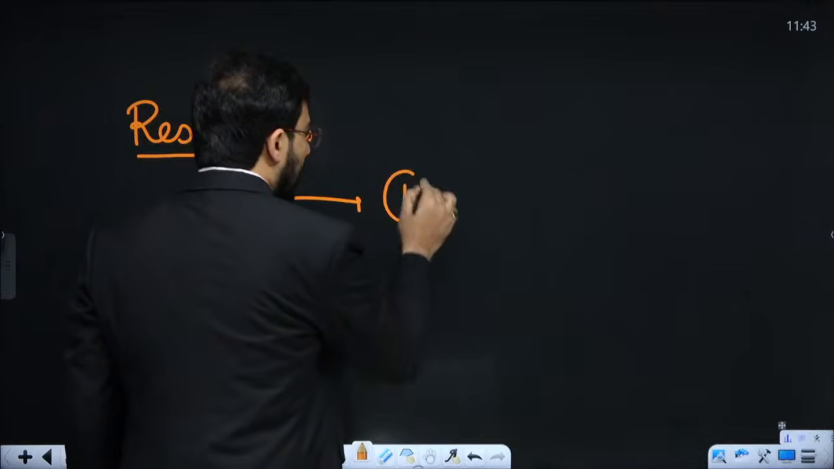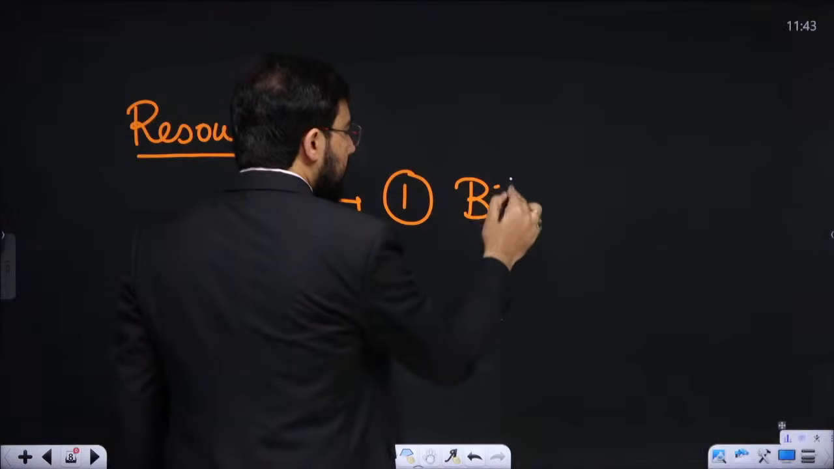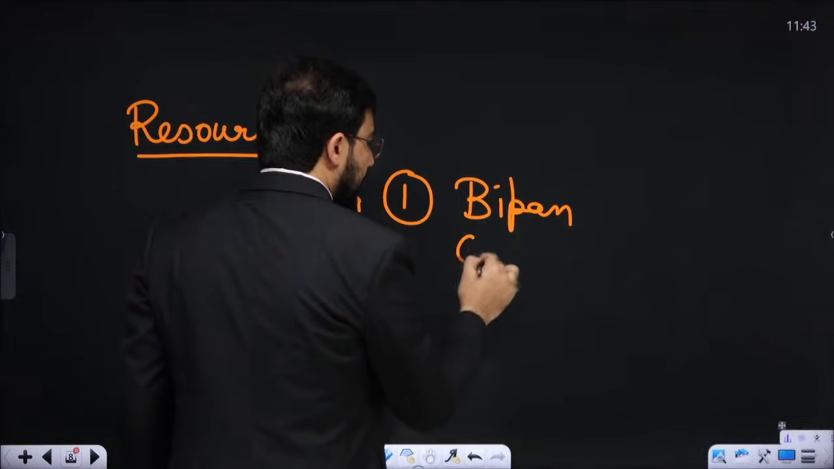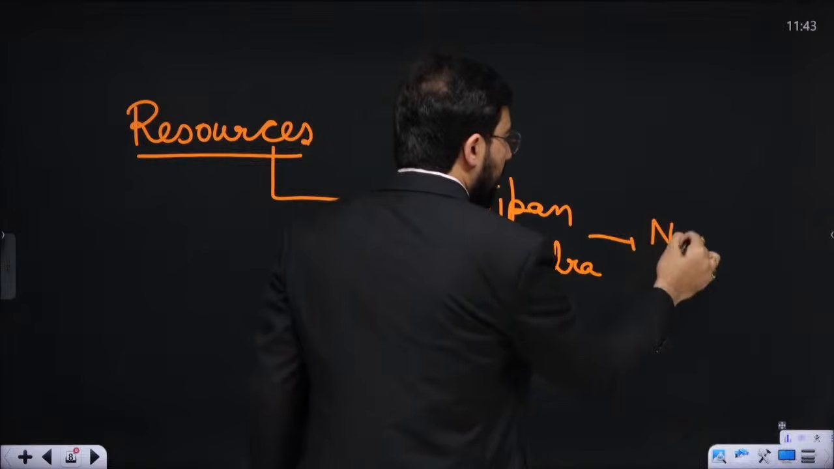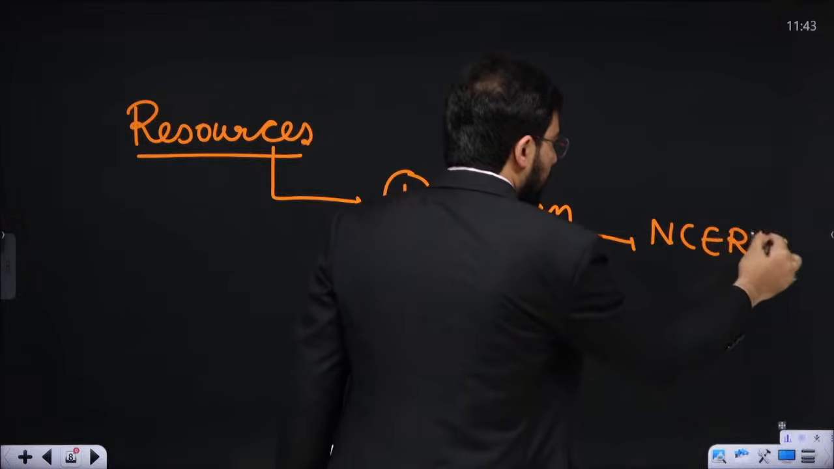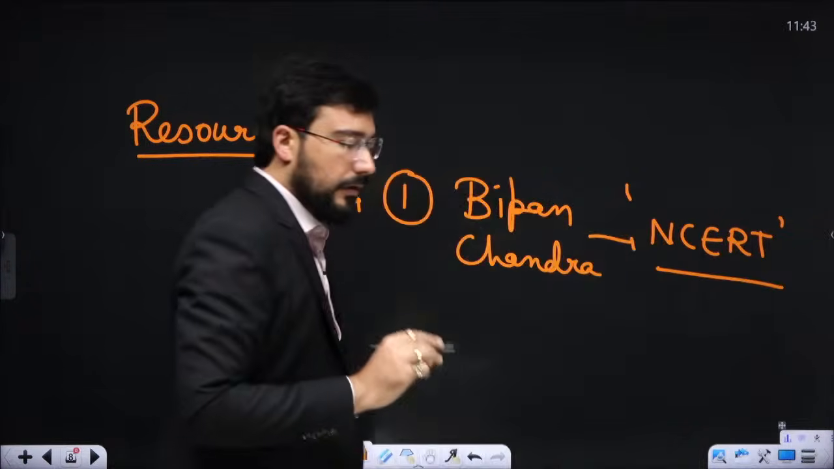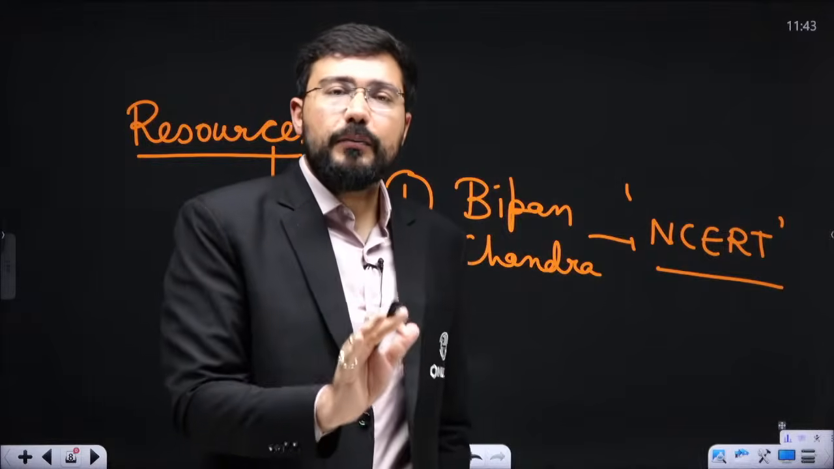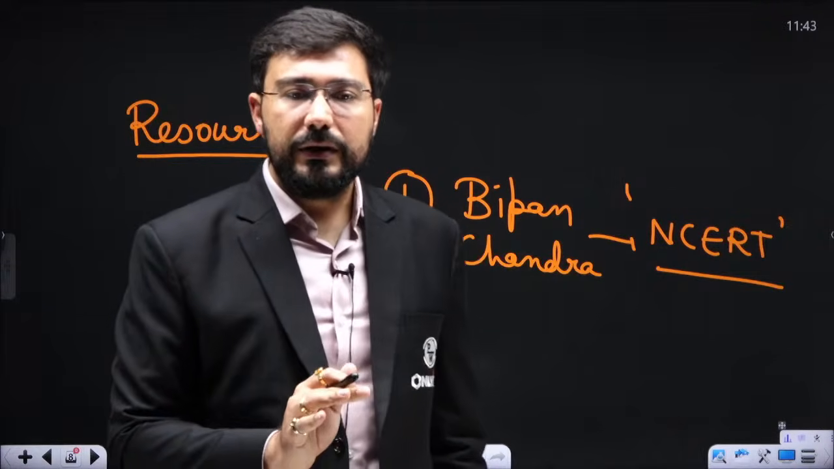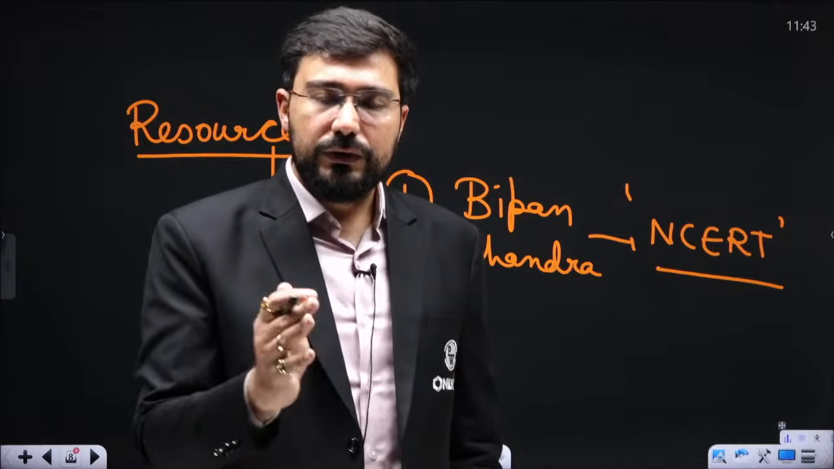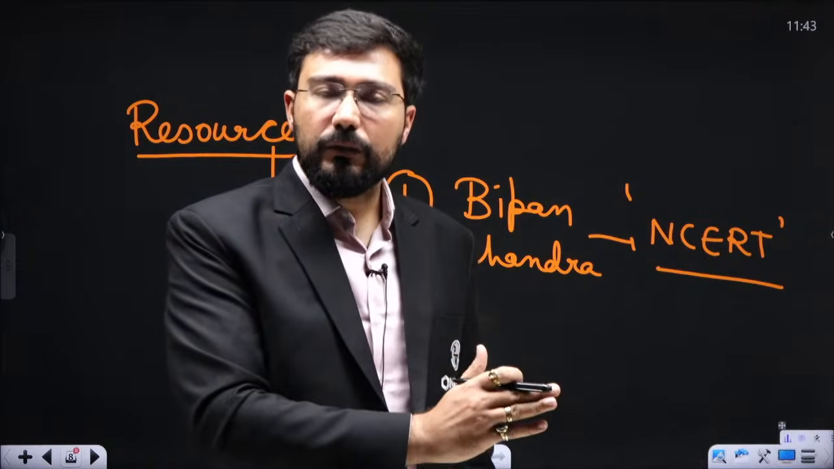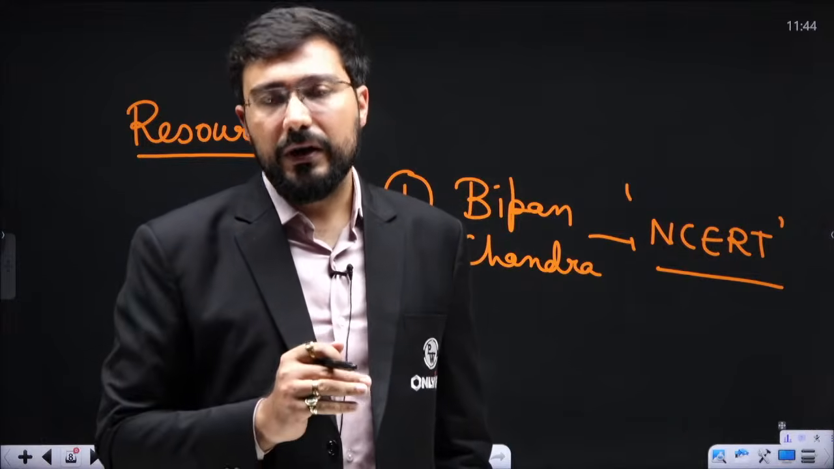Number one, I would say that please read the NCERT of Bipin Chandra. Okay, Bipin Chandra, NCERT, this is one area which you have to read. This is a basic source. Why is this a basic source? Because this makes it easy for all of us to see the history from the decline of the Mughals all the way up to the independence of India.